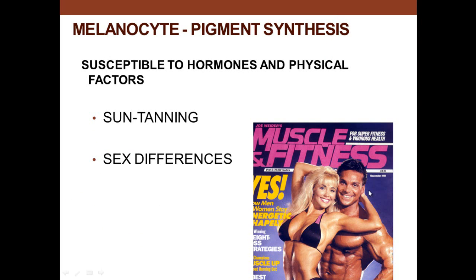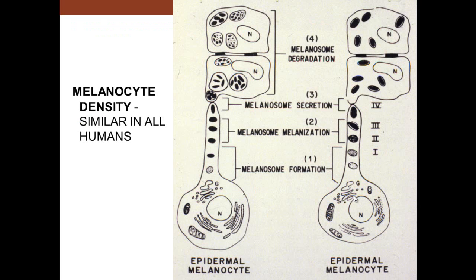Also, sex differences. Testosterone influences melanocytes, and indeed more males are darker than females. Pregnancy will cause a change in pigmentation of women. So there are different things that can affect melanocyte action. Also, melanocytes vary in people. The density of melanocytes is similar among the different races or different colorations of skin. What is different is the size of the melanin granules.